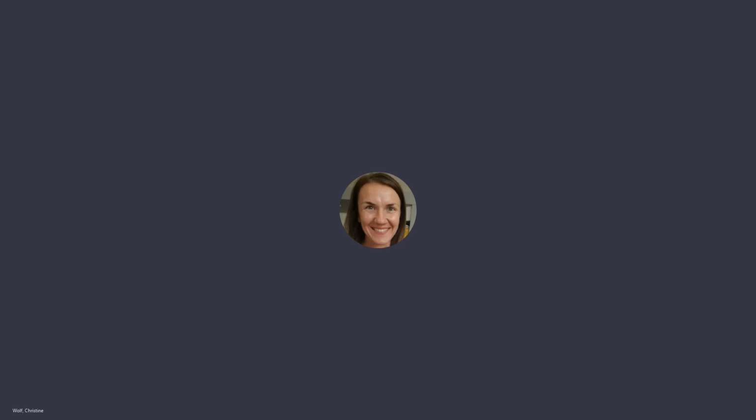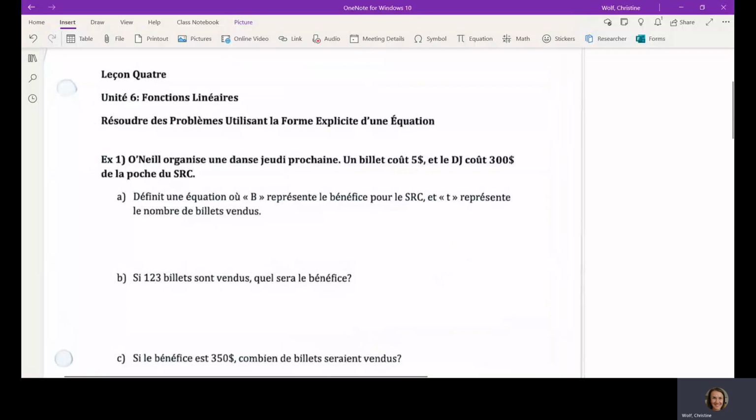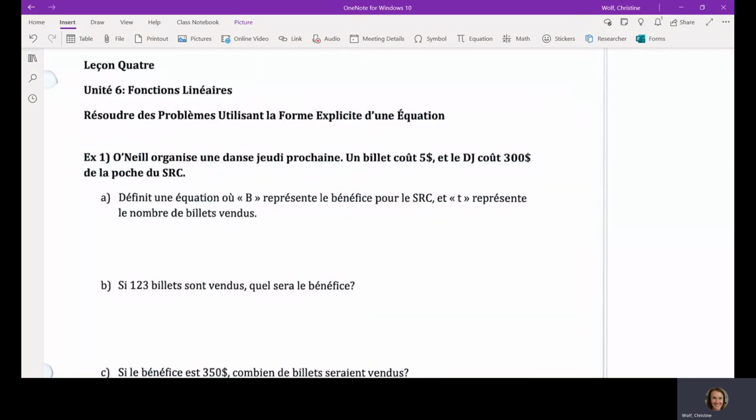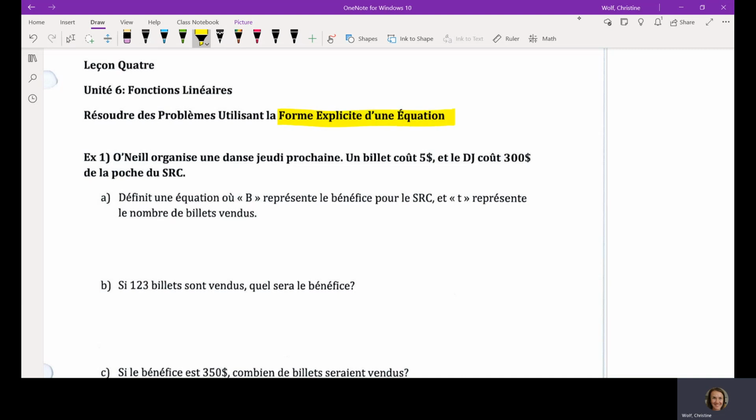OK, so leçon 4, unité 6. Pour leçon 4, ce qu'on fait, on résout des problèmes. OK, so it's all word problems today. Mais avant qu'on peut résoudre le problème, on a besoin de former une équation. On a besoin de développer l'équation nous-mêmes sous la forme explicite. Et la forme explicite, c'est ce qu'on a fait dans leçon 6.3. La forme explicite, c'est celui-ci.